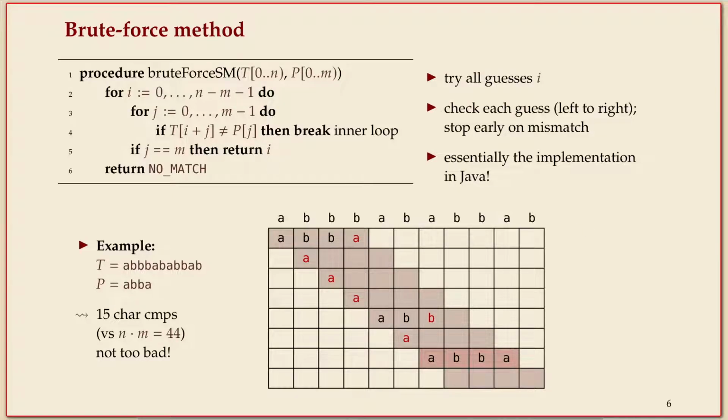I did the counting for you. Sorry, it's 15 out of 44 character comparisons that we needed. 15 we actually did. 44 would have been the worst case, all the shaded cells. So it doesn't look like brute force is doing too badly here.